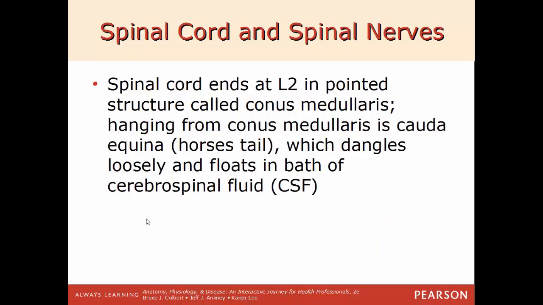Now, the spinal cord ends at L2 in a very pointy structure called the conus medullaris. And hanging from this structure is something called the cauda equina. It's called that because it looks like the tail of a horse. Instead of having the actual tube of the spinal cord, you have individual neurons basically just hanging there. It looks like the hair from a horse's tail. That's why it's called the cauda equina, or horse's tail. This will dangle loosely and float around in a bath of cerebrospinal fluid.